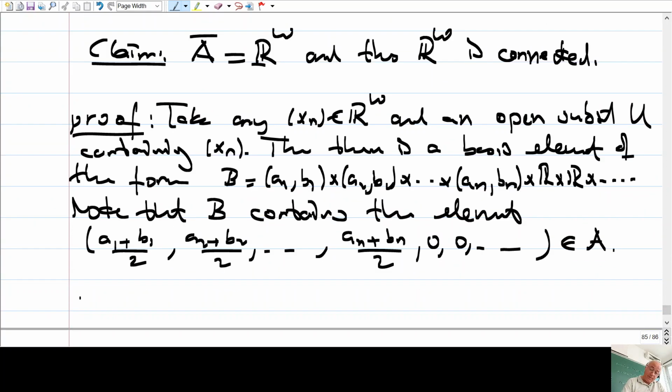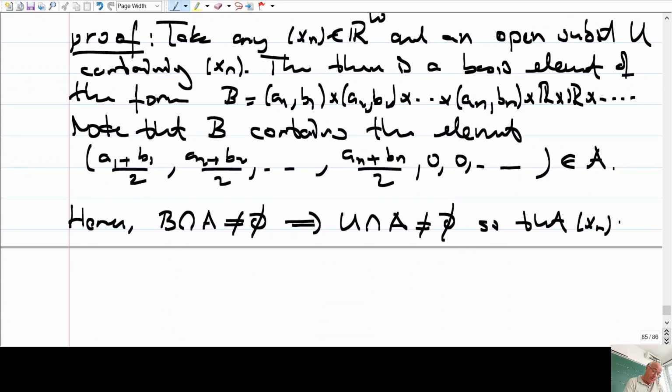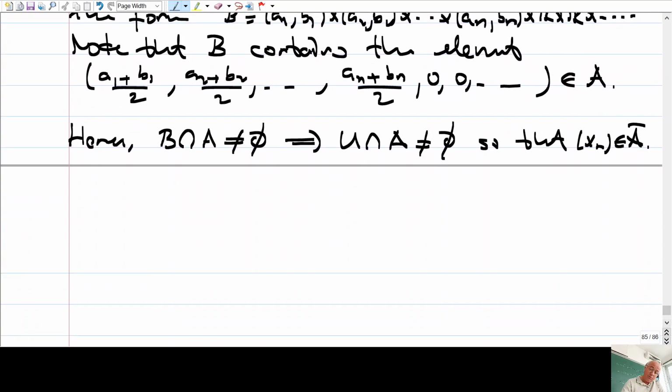B contains this sequence, but this sequence is of course in A, because it is eventually 0. Hence B intersection A is not empty, which implies U intersection A is not empty, because this is an element in this intersection, so that this element is in the closure of A, and this finishes the proof. I take any element in R omega and I show that it's in the closure. So A closure is R omega.